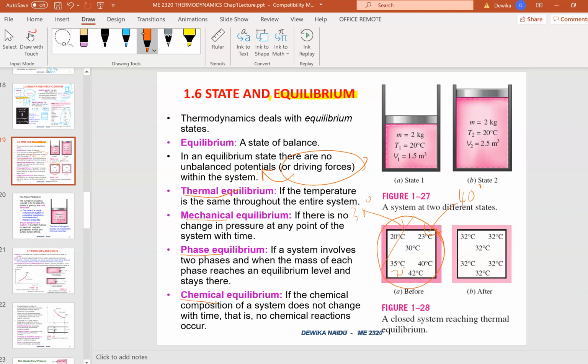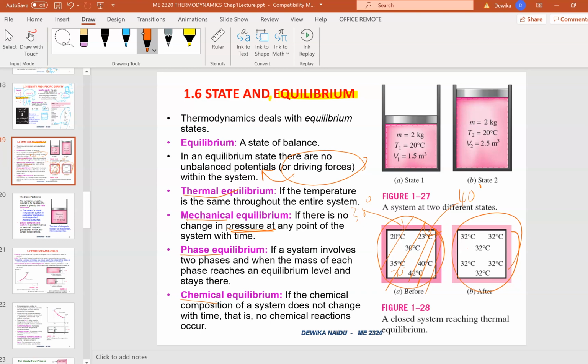What happens? At the end of the day, it will actually stabilize and get to 32 degrees. So this is a thermal equilibrium, whereas mechanical equilibrium involves pressure. If you put anything that is very high pressure in a normal atmospheric pressure, the high pressure will find its balance, and everything will attain atmospheric pressure.